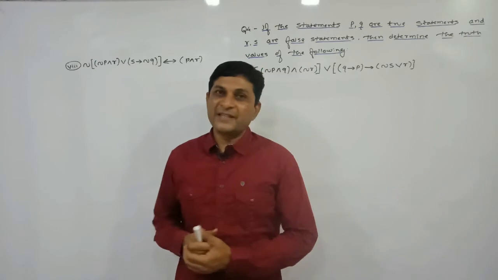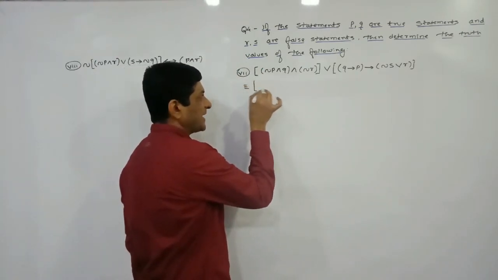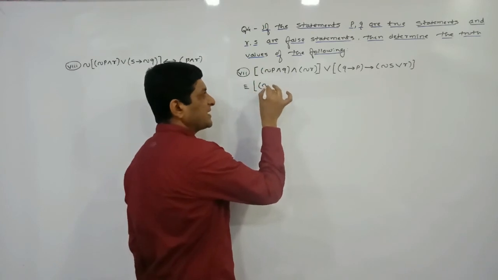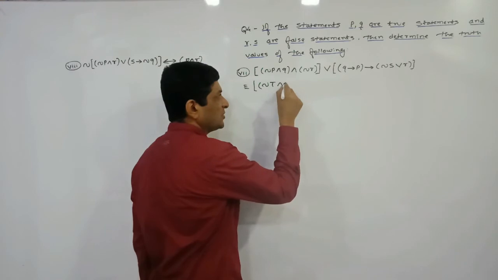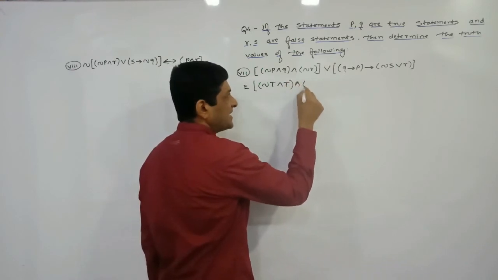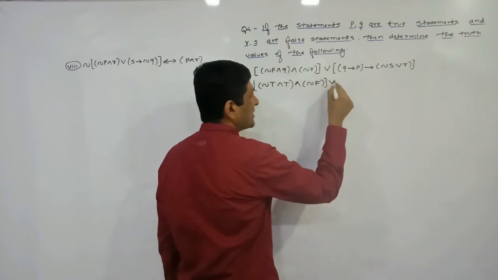Now see the seventh example. Again use the same method, so don't disturb any bracket and logical connective. Only replace this letter P by its truth value T. Q is also T, it is given to us. And as it is, negation also as it is, replace R by F. Or keep it as it is.